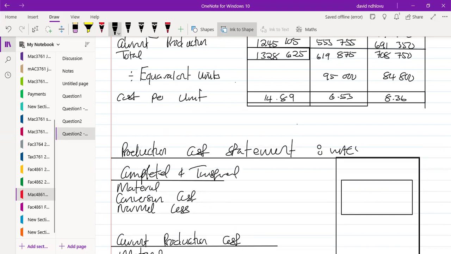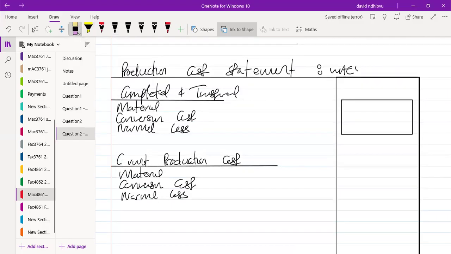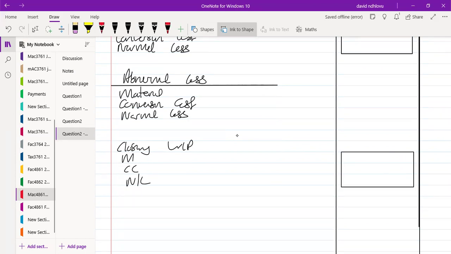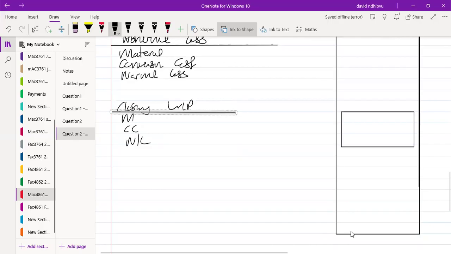So you only deal with opening WIP if you are using the FIFO method. Right. And then here you then bring your normal or your abnormal loss. And then finally you have your closing WIP, which is also material, conversion costs, and normal loss. So you will have to know how to differentiate the statement based on the FIFO and based on the weighted. So what I've given you is for the weighted average method.